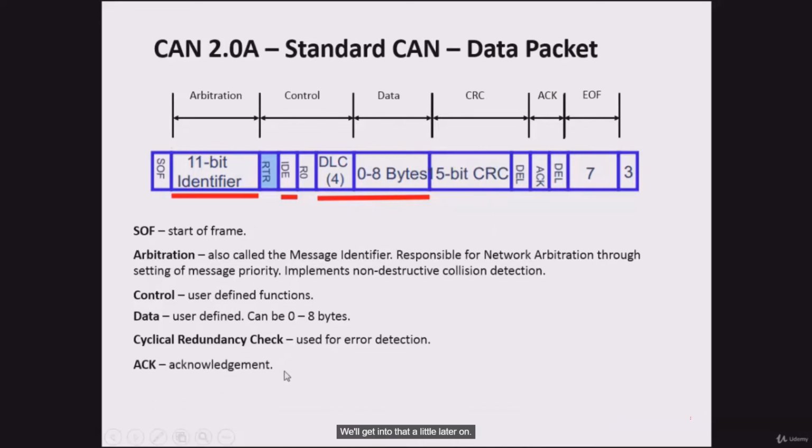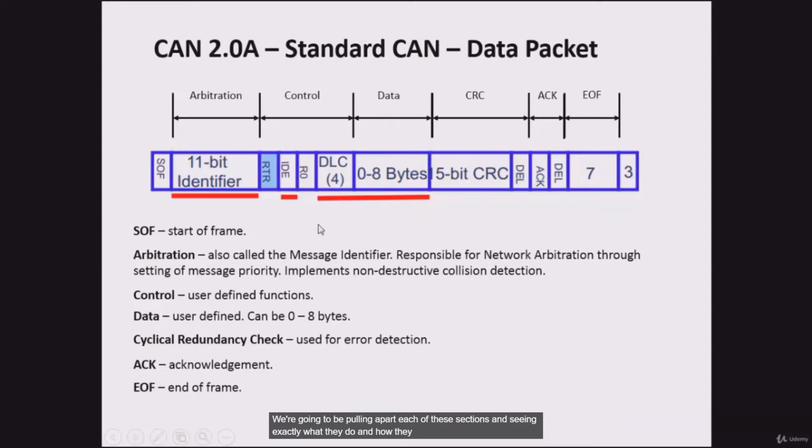And then there's acknowledgement. We'll get into that a little later on. And finally, end of frame. So there's SOF, start of frame, EOF, end of frame. There's some other bits at the end called IFS. We'll look at that much later on, and not that important. And in the remainder of this section, we're going to be pulling apart each of these sections and saying exactly what they do and how they do it.